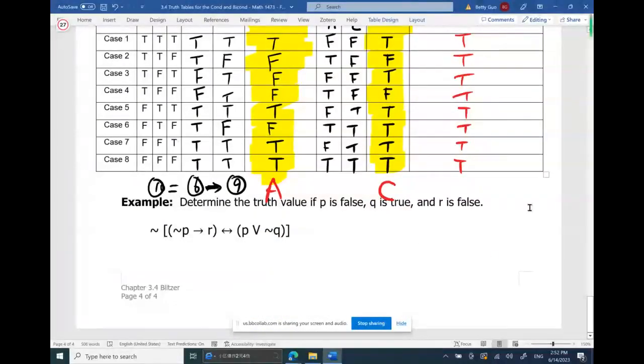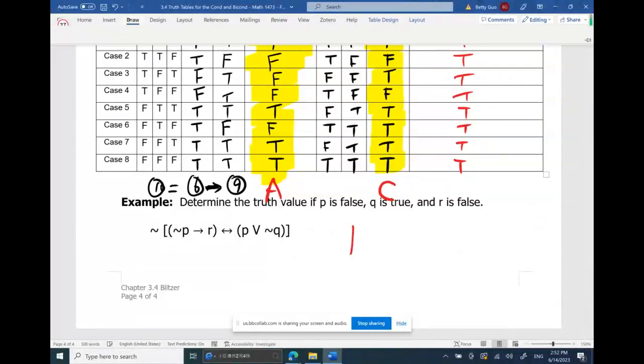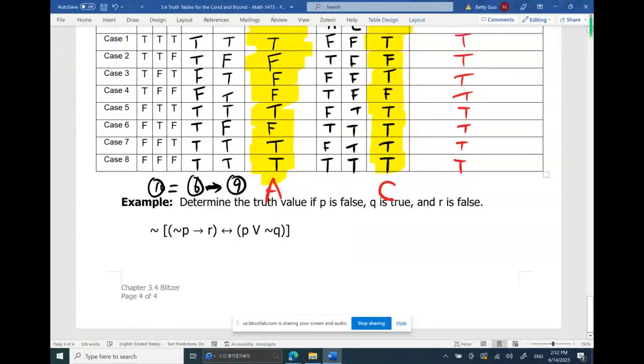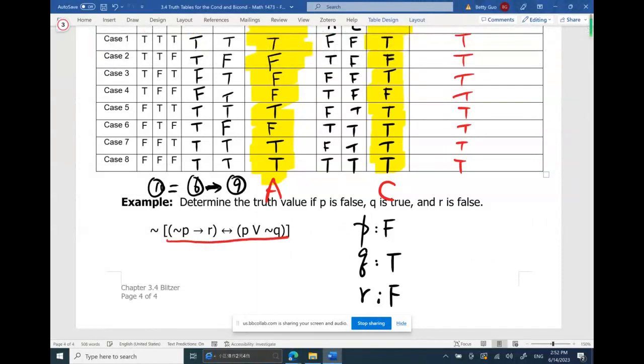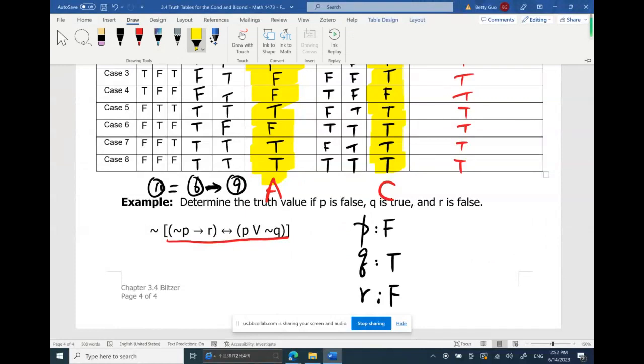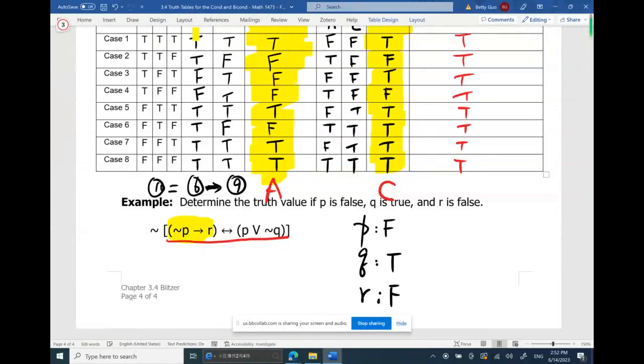Okay, so let's see if we have more questions here. Example: determine the truth value if P is false, Q is true, R is false. Those are good exercises. We need to determine the value for this negation. The bigger structure is negation, so we need to look at whatever is in the bracket first. In the bracket, we have a biconditional. This is the first piece, and this is the second piece.